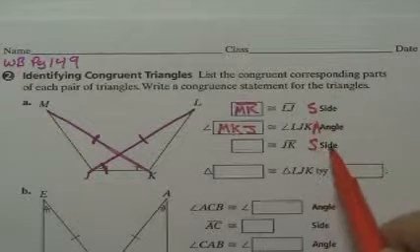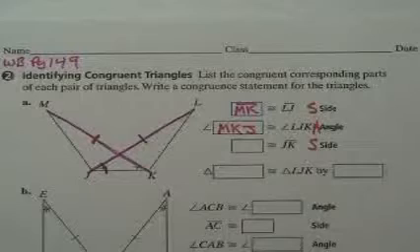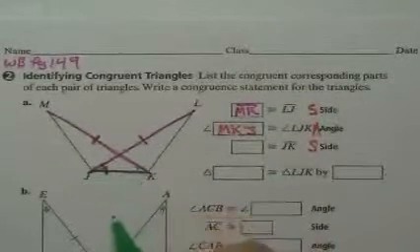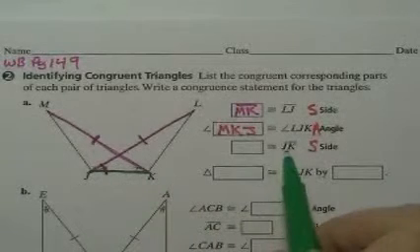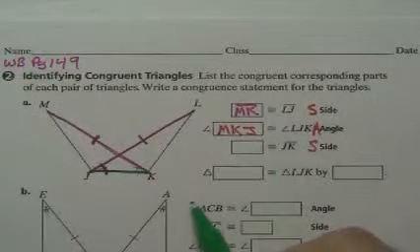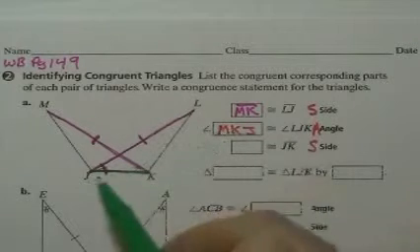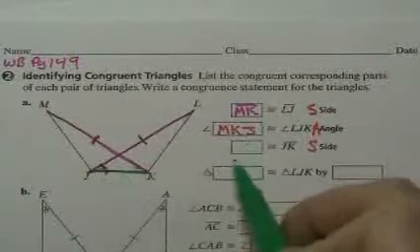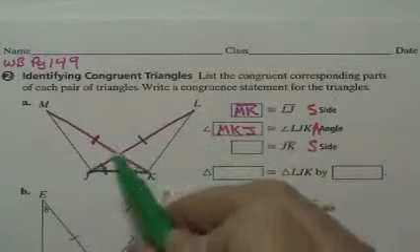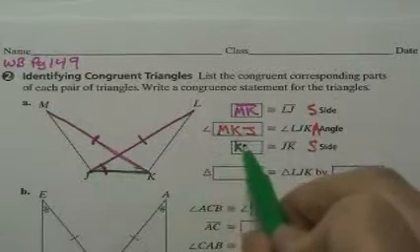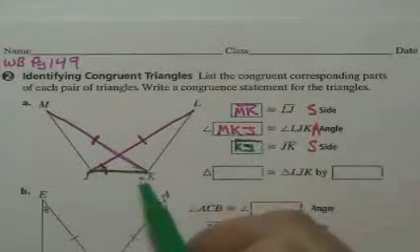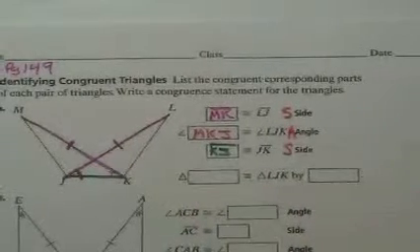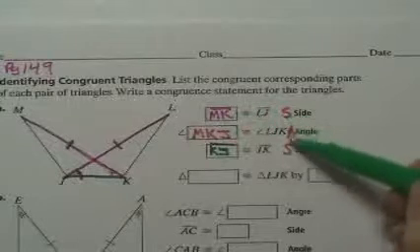Oh, now we have another side here, JK. So JK is this one, and they're saying JK matches up to what on the other one? So we have this, it matches up basically with the same thing. JK matches up with KJ. They both share that one side. So they are congruent. So right now we have a side, an angle, and a side.